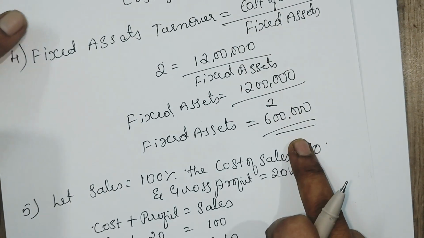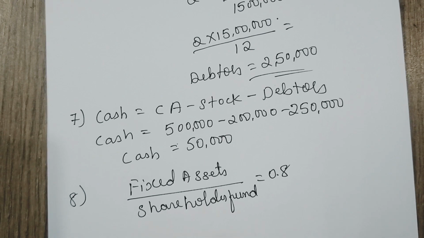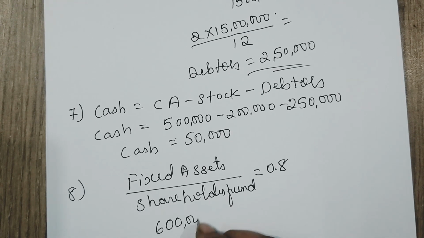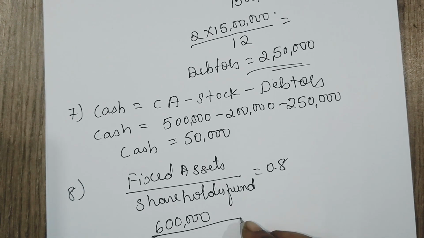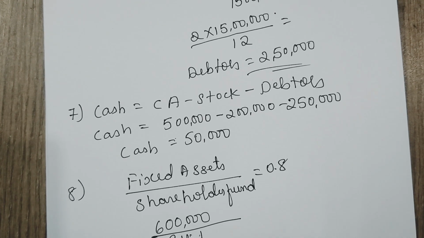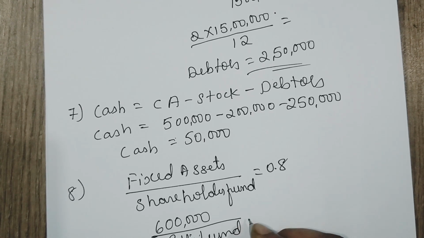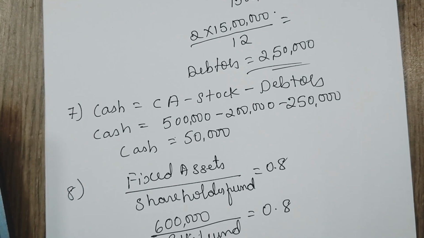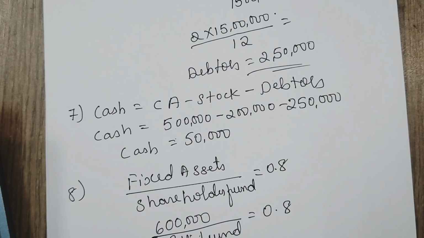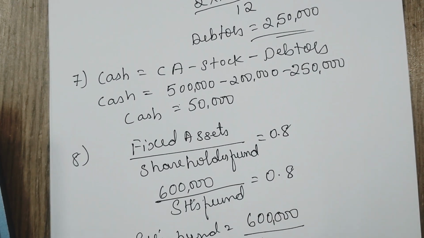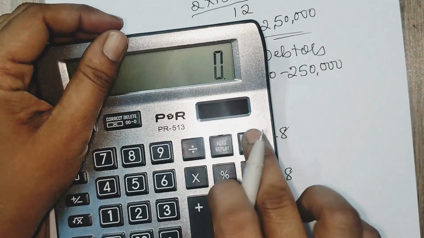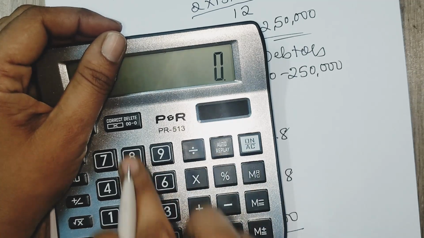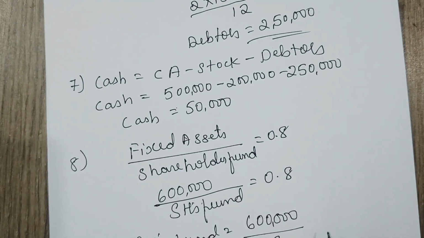Fixed asset turnover. Fixed asset is 6 lakh divided by shareholders fund is equal to 0.8. Now we want shareholders fund, which is equal to 6 lakh divided by 0.8. 6 lakh divided by 0.8 is 7 lakh 50,000.